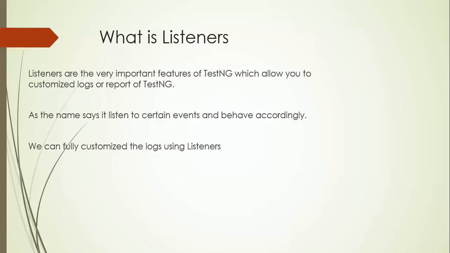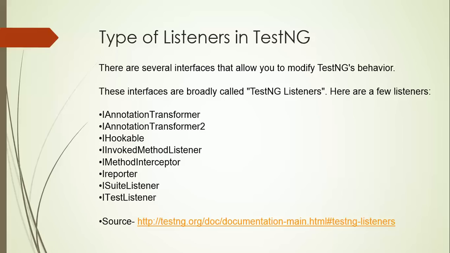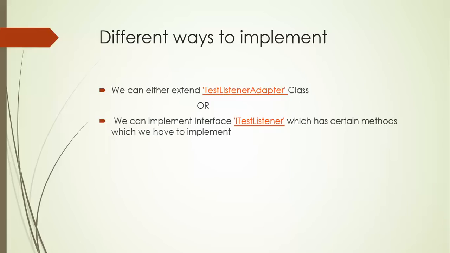Now let's have a quick recap of what we have covered. We discussed listeners, which allow you to customize the logs and reports of TestNG, and perform particular tasks based on the implementation you have done. So we'll use this for customizing logs and reports. Different types of listeners are present. In this example, we have discussed only ITestListener. You can use IReporter and ISuiteListener as well. There are two ways: either extend the TestListenerAdapter, which we are going to cover next, or implement using the ITestListener interface.